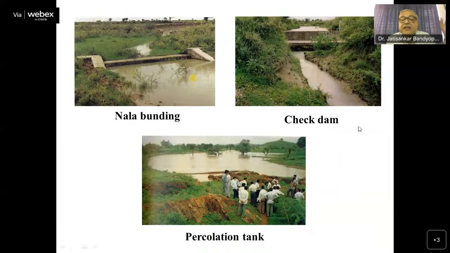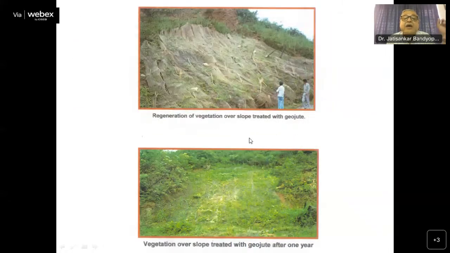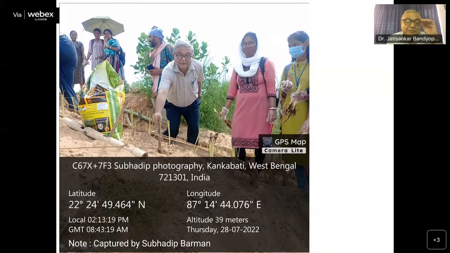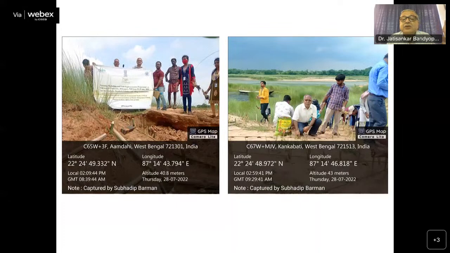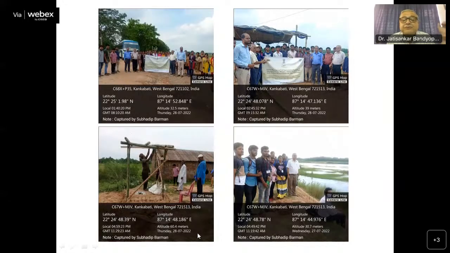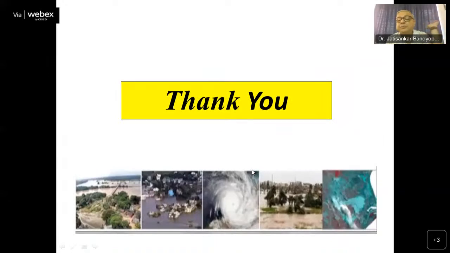This Nala banding area, check dam and percolation tank, everywhere you can see. This area also, if vetiver plantation can be done. This is one of our pictures, which shows that we are also doing the vetiver plantation. These are also a few pictures where you see our team working. These are also a few snaps which Professor Pal has already shown. Professor Ghosh is with us, with the team and with the villagers. Thank you. This is my short presentation.